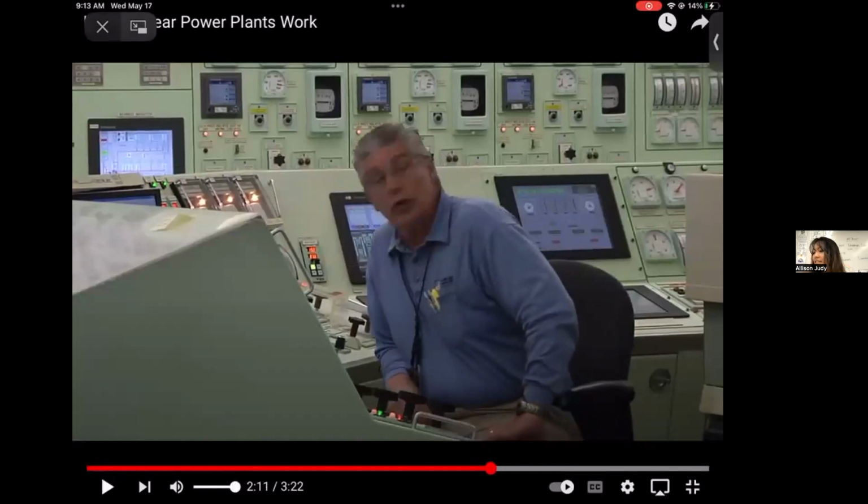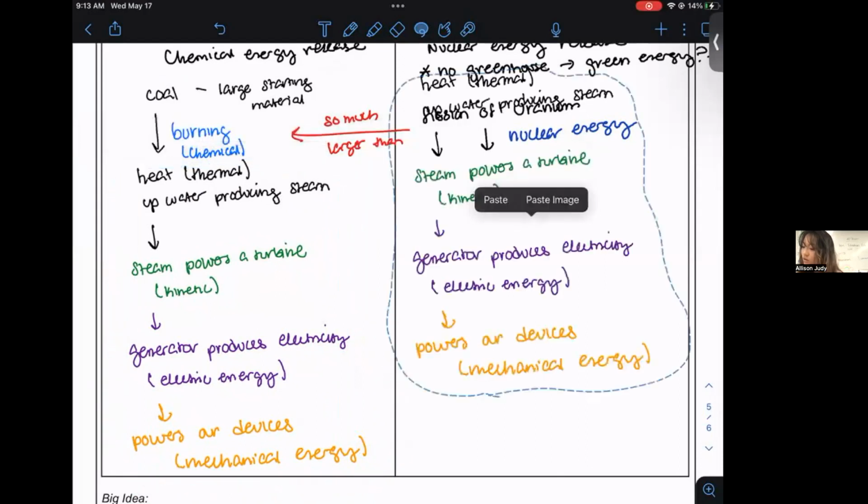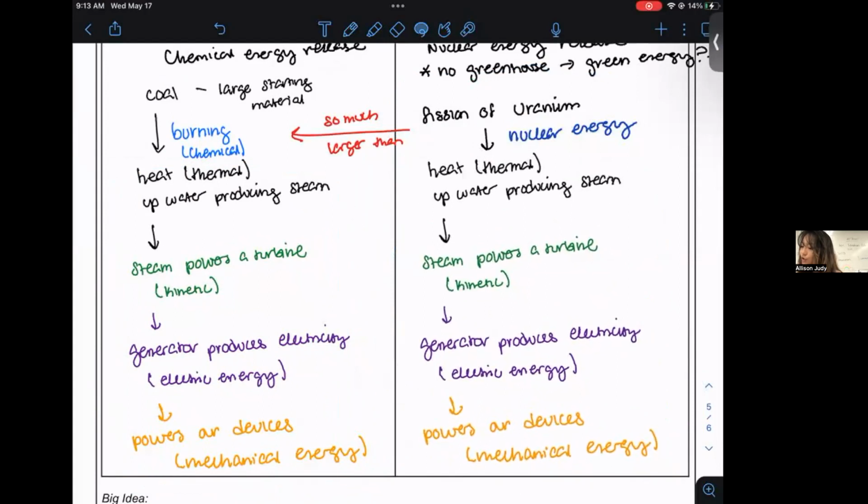Okay, so what we see then with the Diablo power plant is that we actually get a pretty similar storyline as the coal, where you get the following transformations. Your nuclear energy is actually transformed into a type of thermal energy where you produce steam. Your steam powers a turbine, which is kinetic. Your generator produces electricity and then it goes to your homes.